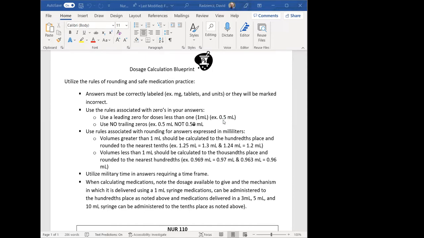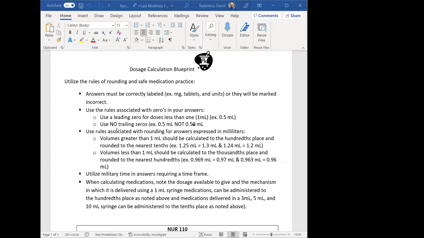So if you meant to put 5 milliliters, you should never have a leading 0 for 5. You don't need to have 0.5 milliliters. It would just be 5. But for numbers less than 1, 0 point whatever that number is the appropriate way to write that.